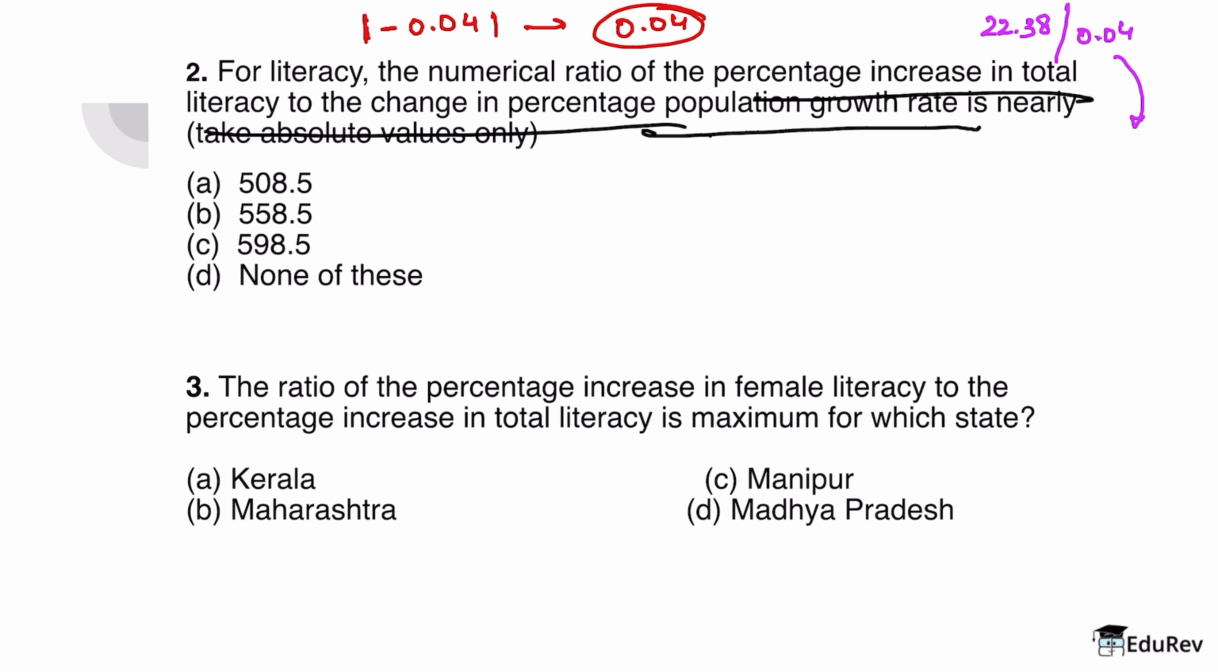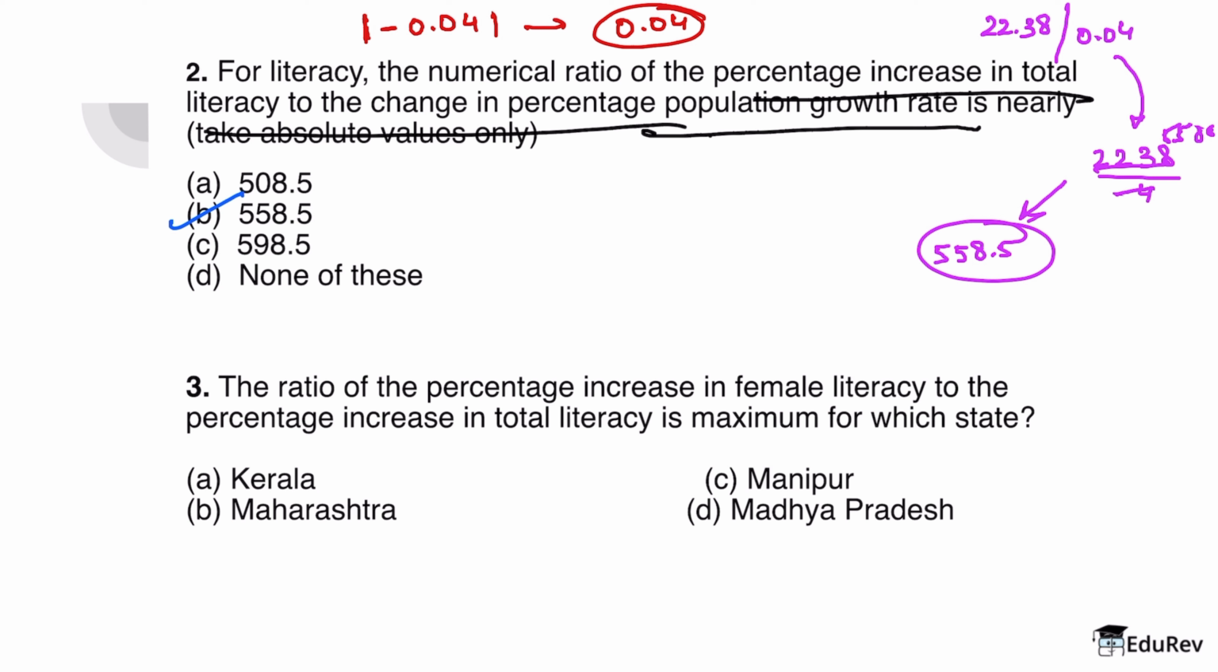And this is going to be nothing. It's going to be 2238 upon 4. And when I solve this, what is this going to be? This is going to be 558.5. So this is 558.5. So what is my answer? My answer is 558.5. That is option B. Simple. All right. So let's go to next question.